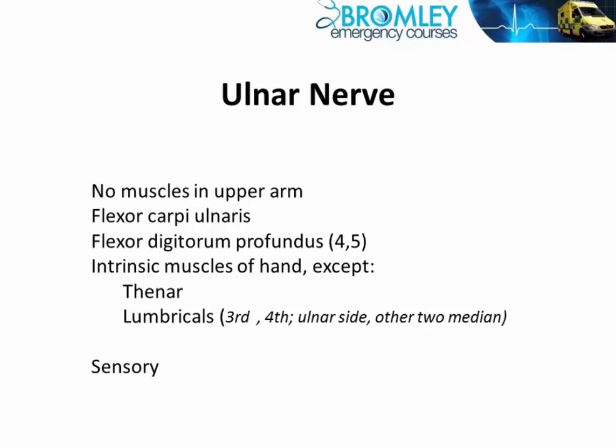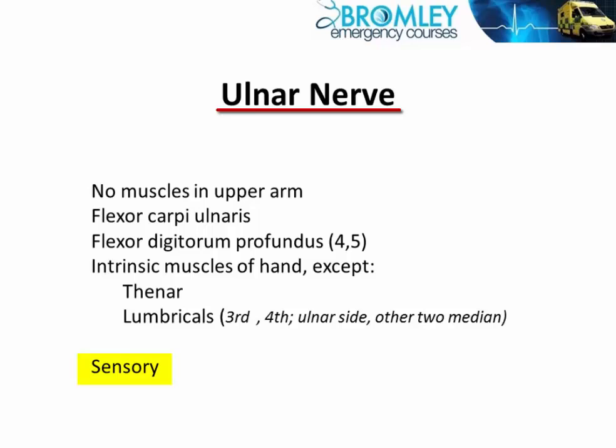Okay, let's move on to the next nerve, the ulnar nerve. Just like the median nerve, the ulnar nerve doesn't innervate any muscles in the upper arm, and it's responsible just for two in the lower arm, in the forearm. Those are the ones we touched on earlier with the median: flexor carpi ulnaris, and half of flexor digitorum profundus. And then it really comes into its own in the hand, where it's responsible for all of the intrinsic muscles of the hand, except for the thenar eminence, which is the thumb, and the lumbricals. And we'll look at all those separately. And of course, it also has a sensory function.